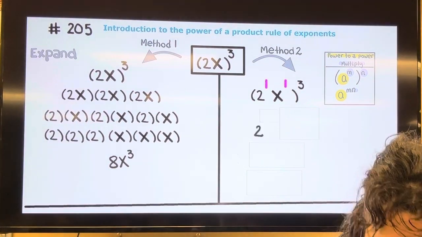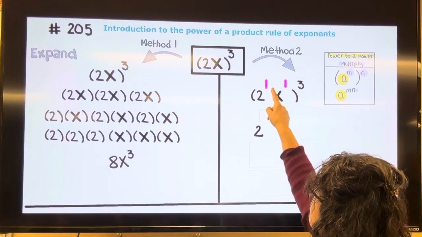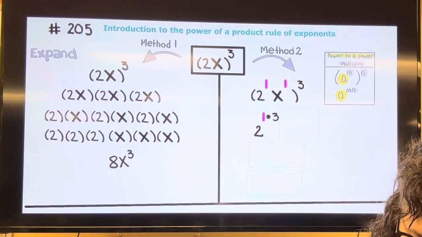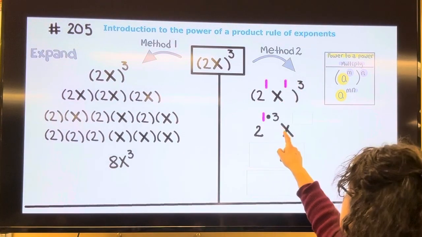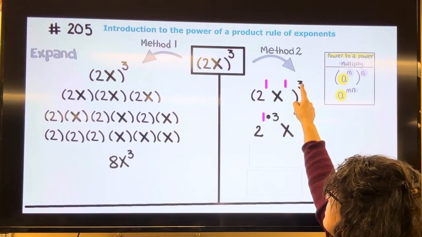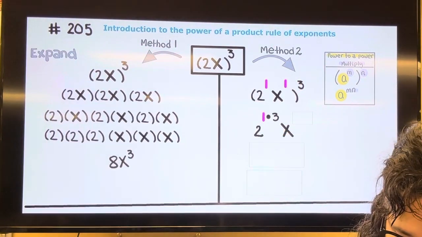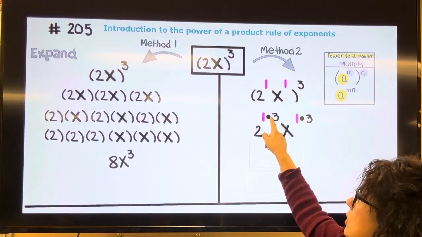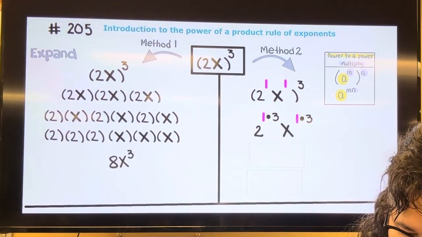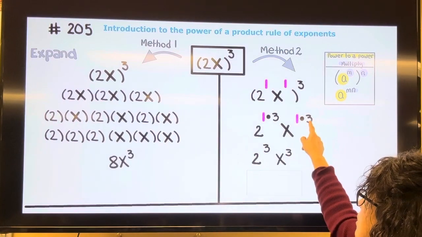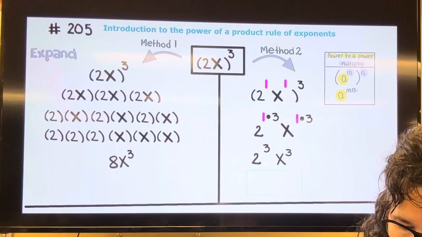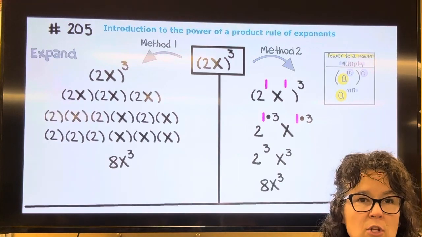So I'm going to end up with 2 to the 1 times 3. And then I have the x to the 1 times 3. And then that's 2 to the third power times x to the third power. And 2 times 2 times 2 is 8. And I get the same answer, 8x to the third.